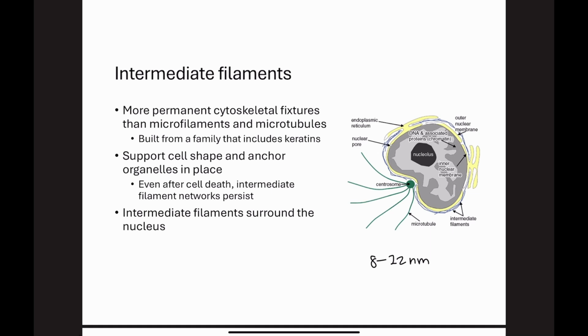And these intermediate filaments are going to hold organelles in place. They're going to reinforce that cellular shape, and they're even going to form a supportive cage around the nucleus. And that's going to help to build that nuclear lamina. And if you remember, nuclear lamina is the inner layer of that nuclear envelope. So we can think of intermediate filaments like the scaffolding of the cell. It's going to help it maintain shape and stability.